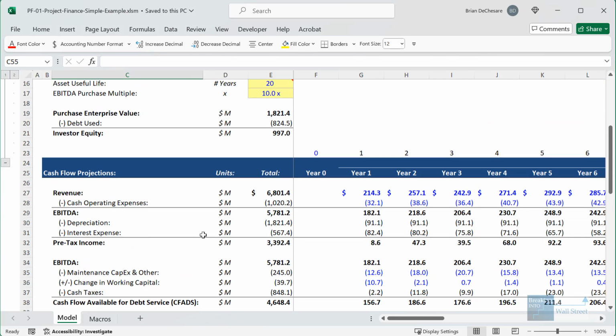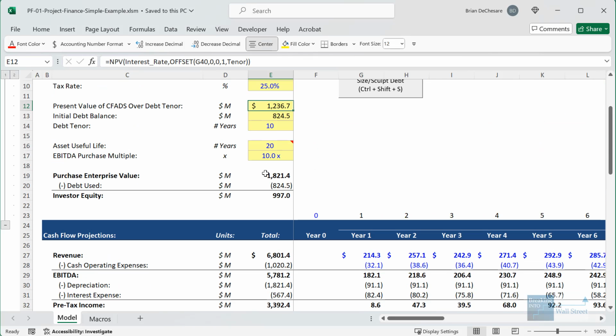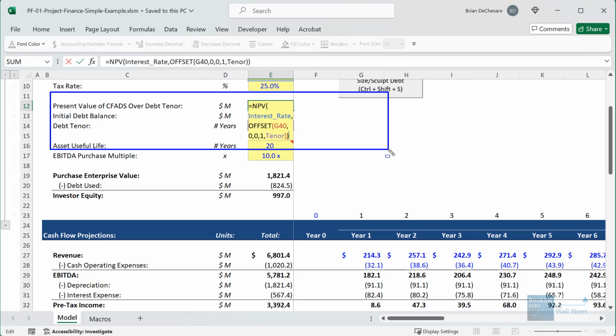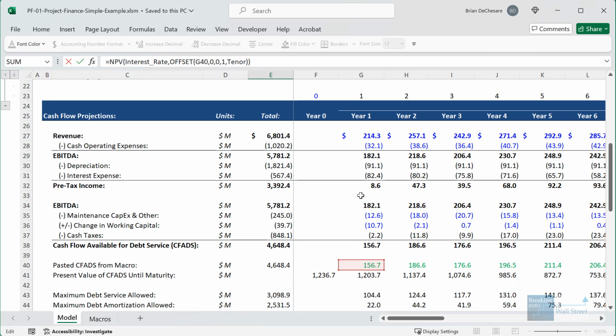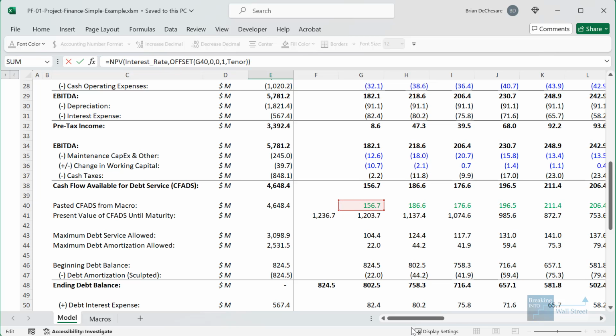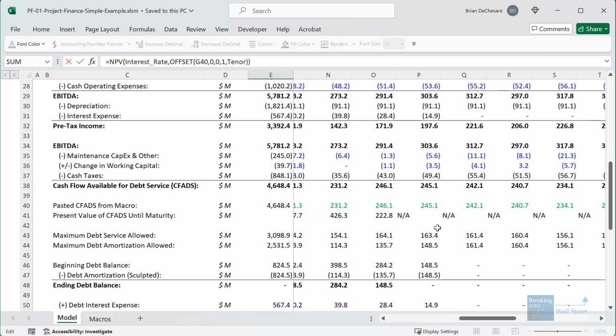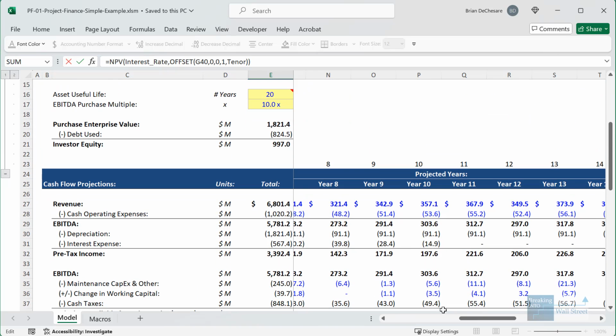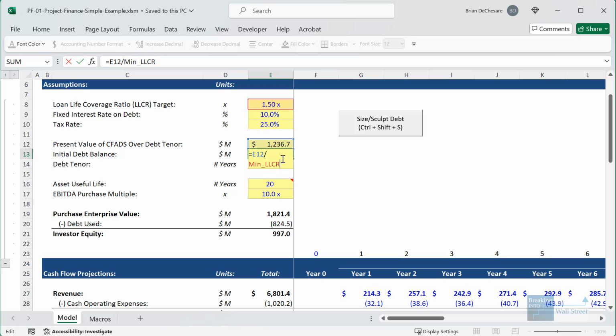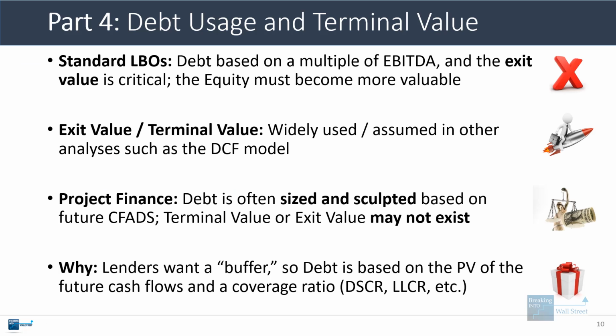For example, in our model here, essentially what we're doing is taking the present value of cash flow available for debt service over the tenor of the debt, which is 10 years in this case. So we go down and we take our cash flow available for debt service. It is a 10-year term. And so we go all the way out to year 10 and take the present value of this. And then to get the initial debt balance, we simply divide by the target loan life coverage ratio, which is again equivalent to the debt service coverage ratio in this case. And that gets us the initial debt balance of about $825 million. You just wouldn't see this approach for the most part in most corporate finance scenarios, but it is very common and expected in project finance.